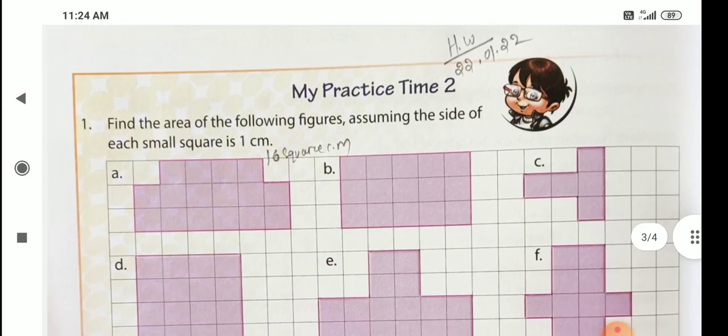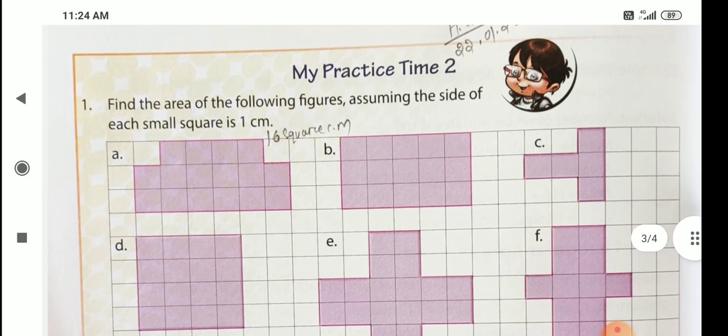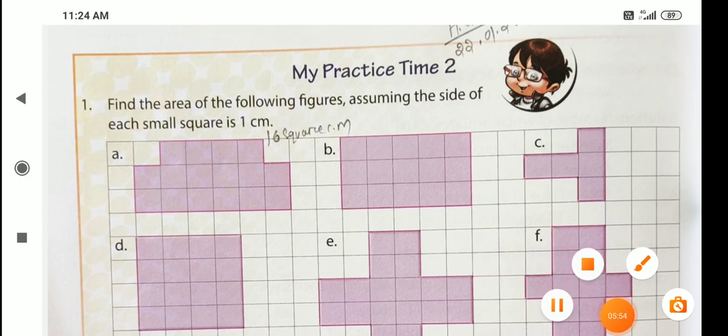Then, children, comes my practice time 2. Find the area of the following figures assuming the side of each small square is 1 centimeter. Very easy. Children, first of all you have to count how many squares are there. Total 16 squares are there. So our answer will be 16 square centimeter.